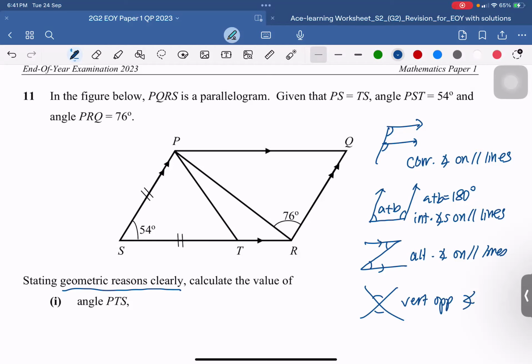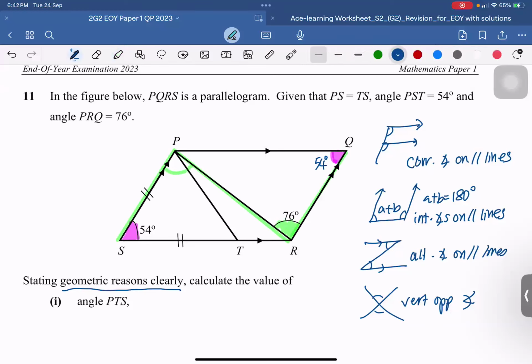Now once it's a parallelogram, there are many things that are the same, which I must take note of. First thing, if it's a parallelogram and this number is 54, where else is also 54 degrees? Q, yes, Q is also 54. So you must know. And now you see this line over here has alternate angles. Can you see the alternate angle here? So if this is 76, where else is also 76?